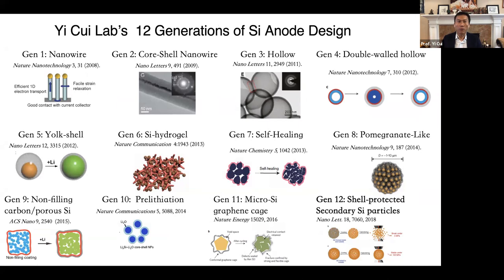These 12 generations present to the whole community what could be the idea to solve the problem of breaking and instability of the interface. And many research groups are jumping into this type of approach, using nanomaterial design to solve the problem of high capacity, high energy density batteries.